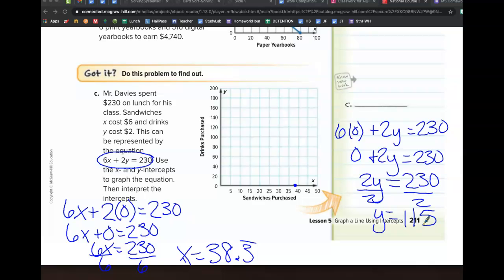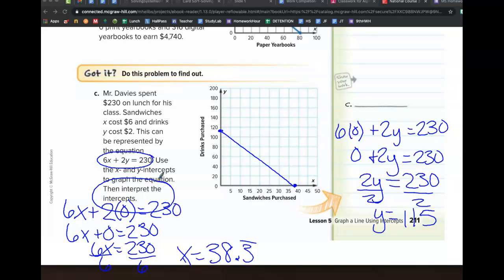Okay, so I'm going to graph that on the y-axis. So it's going to go closer to 120 than 100. And then I connect my points, and there's my graph.